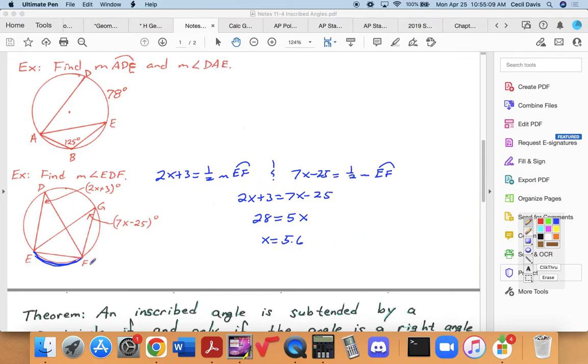And they want the measure of angle EDF. That was 2x plus 3, so 2 times 5.6 plus 3. That's 11.2 plus 3 is 14.2 degrees. In the very much not drawn to scale picture, that angle is a lot bigger than 14.2 degrees. Okay?